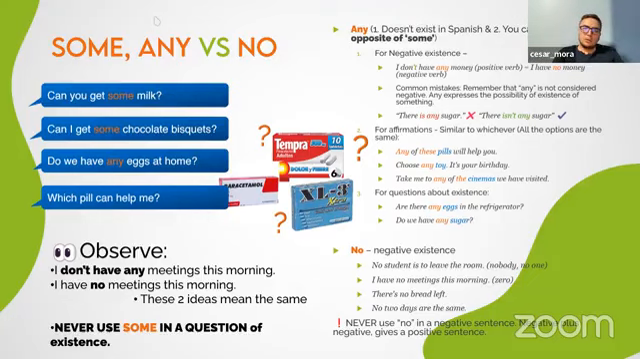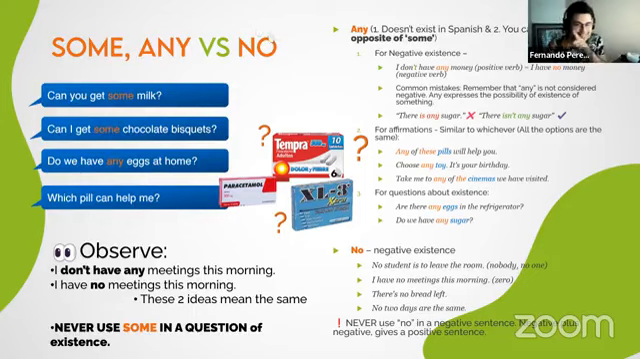Why did you say never use some in a question of existence, but in the previous example, I know I have some water in my house, and you answered me, there is no water?